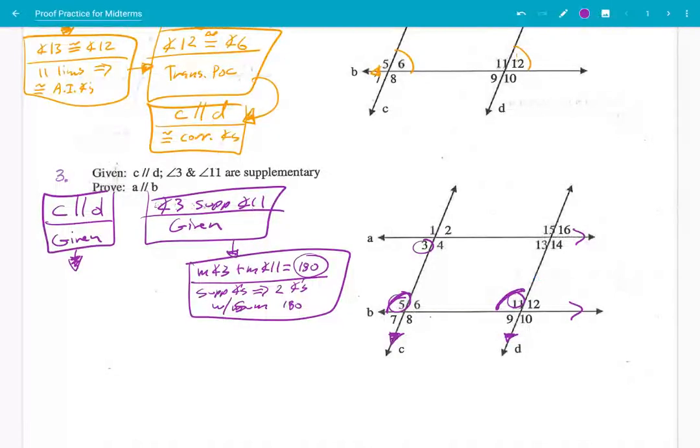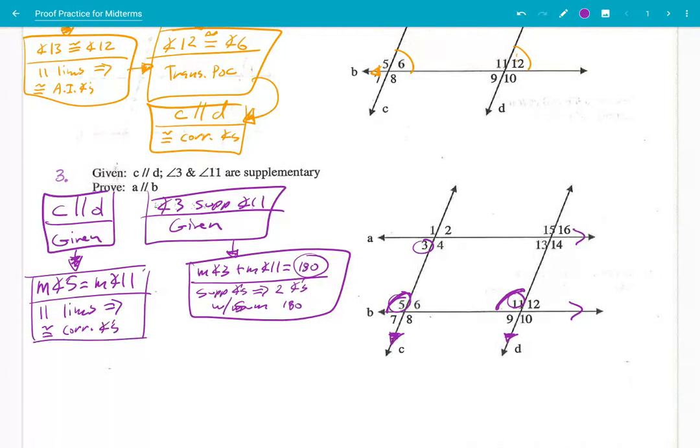Oh, I'm back. I looked at the key because I was preoccupied. Yeah, the measure of angle 5 equals the measure of angle 11 because parallel lines imply congruent corresponding angles. That's what I was going to do first, but I don't know why I went to 3 and 5.